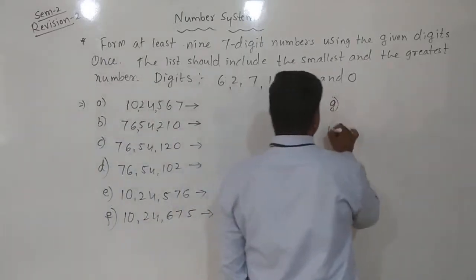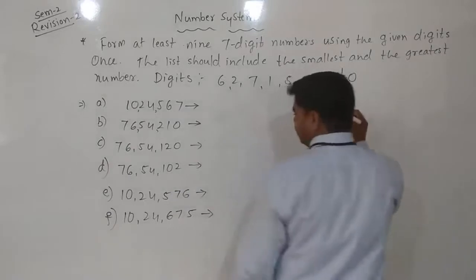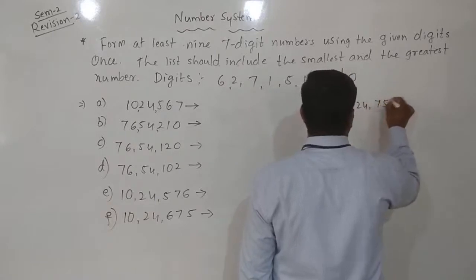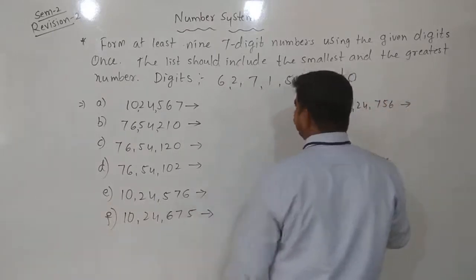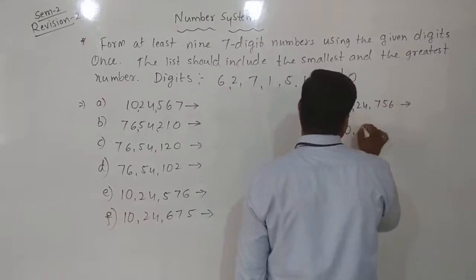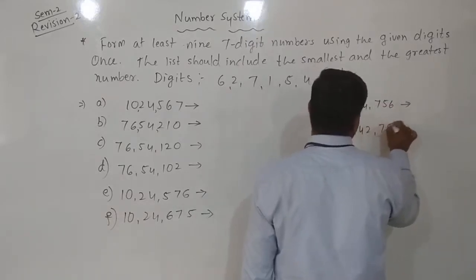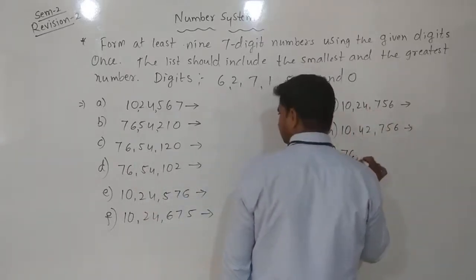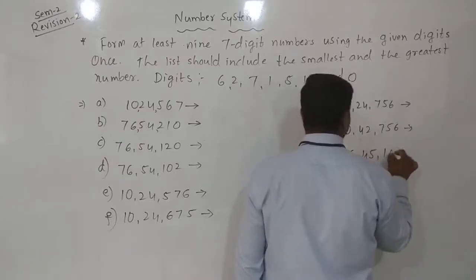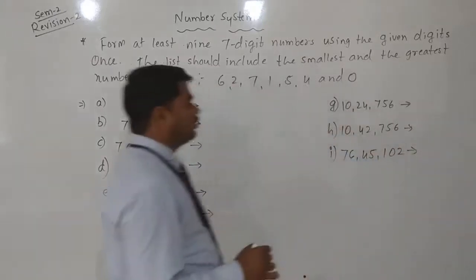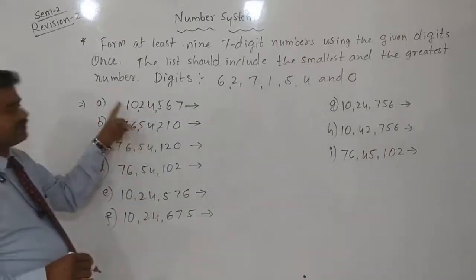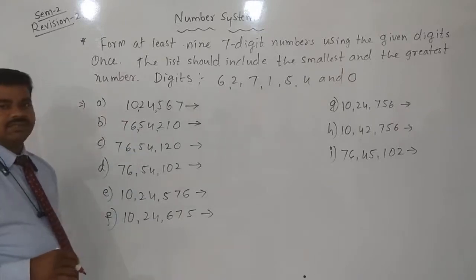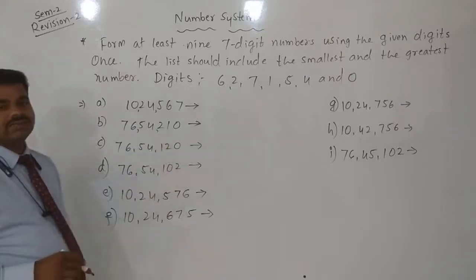G equals 10,24,756. Or 10,42,756, here interchange. Then you can take one greatest number also like that: 76,45,112. Any number they told, including this greatest and smallest. This is the smallest number, this is the greatest number. Their number names we can write. Simple this is. Yes, formation of 7 digit numbers.